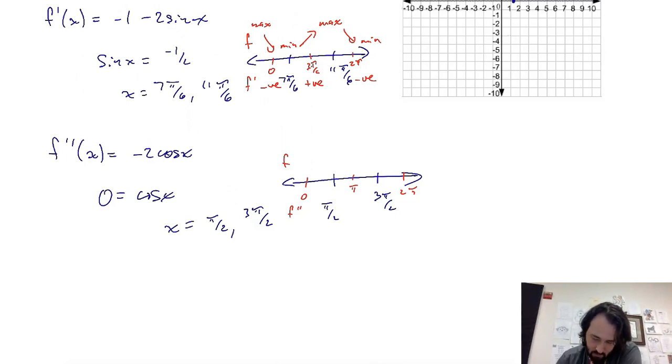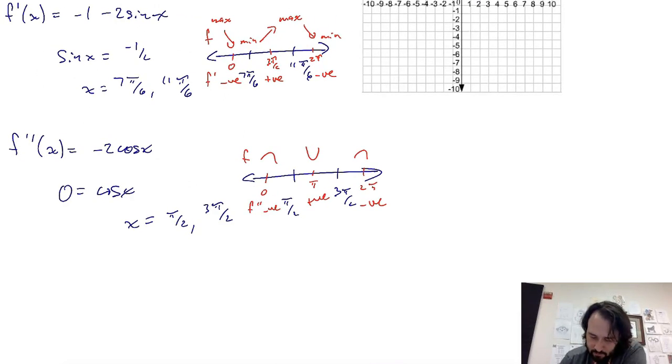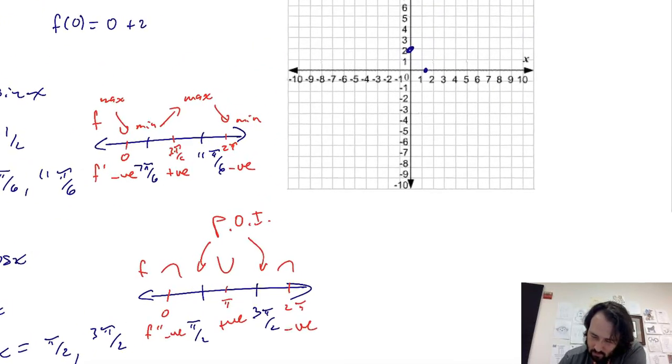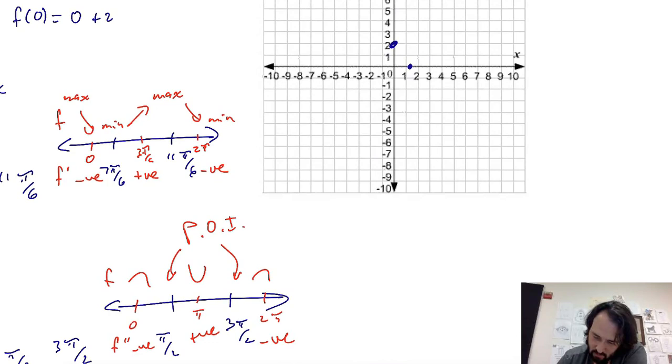If I put in 0, that will come out negative, so I'm concave down. And then pi would be when cosine is negative 1, so this will come out positive, which means I'm concave up. So I do have points of inflection at pi over 2 and 3 pi over 2. So let's see, pi over 2 is 1.57.